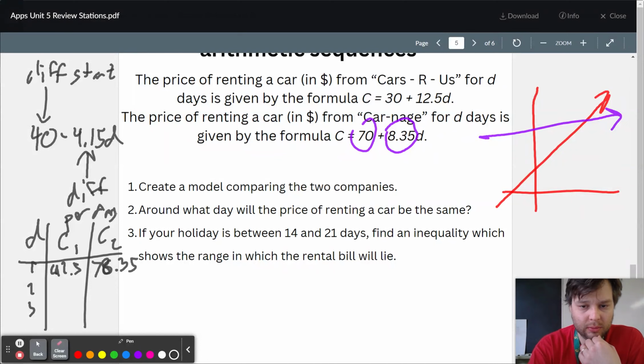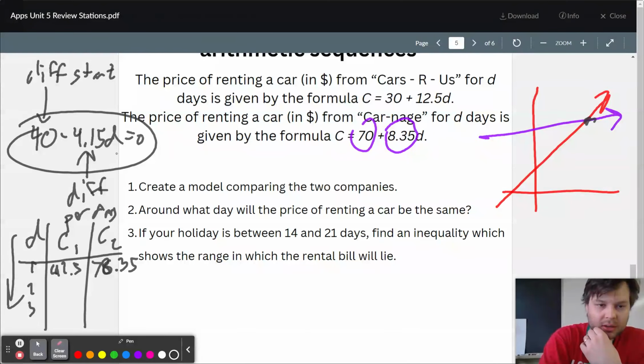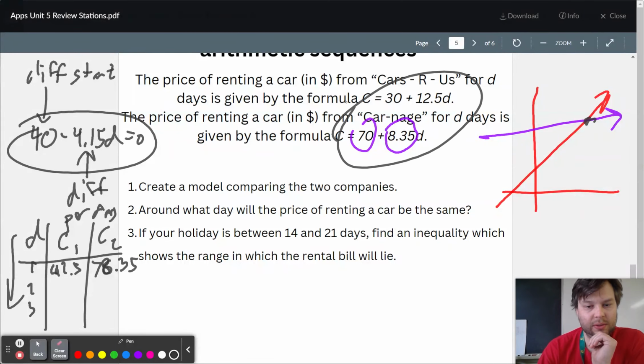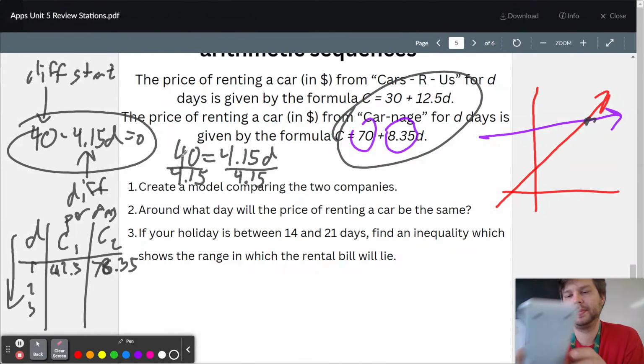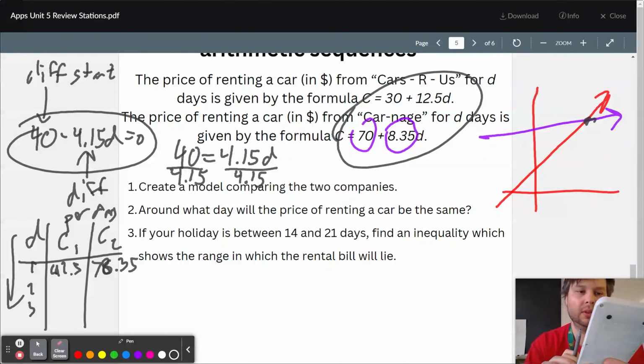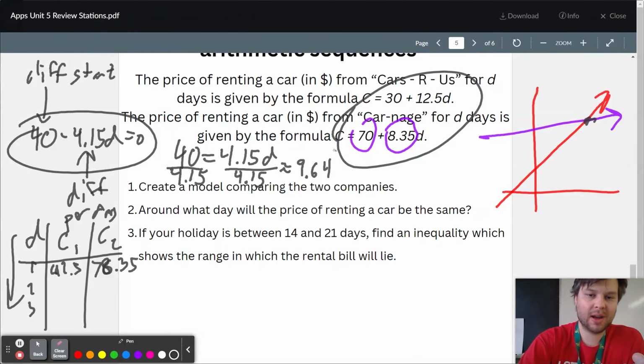Around what date will the price be the same? When I ask you where the price is the same, you can either solve for the point of intersection here, you can make a table, or you can set your difference equal to 0, or you can set your two equations equal to each other. Works the same with all of those. What I want you to notice is really there's a $40 difference in starting costs, and there's about a $4 difference per day. So if you divide those, you know it takes about 10 days for them to cost the same amount. So if you do 40 divided by 4.15, you get 9.64, so about 10 days.